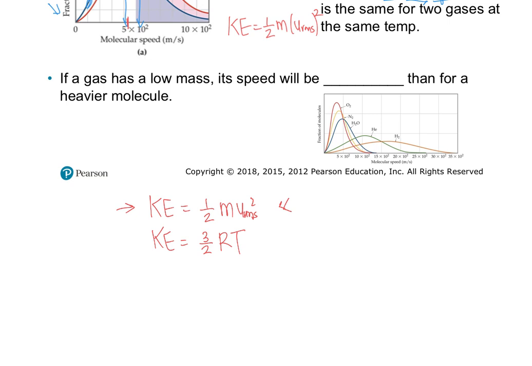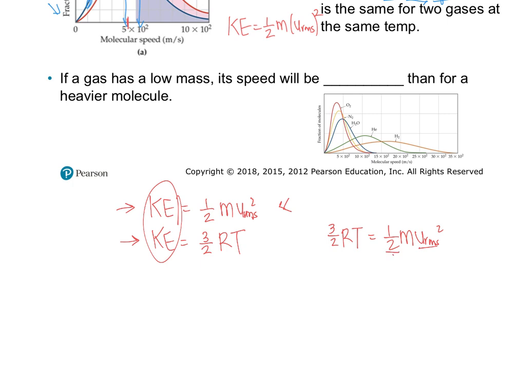So we can combine the two equations to get the overall one we're going to use. We're going to set these two equal to each other since they both equal kinetic energy. I'm going to do 3/2 RT equals 1/2 m URMS squared, and then I'm going to solve for the speed. Doing this is going to help us relate the speed of the molecules with the temperature and the molar mass of the molecules. So we're going to solve for it.